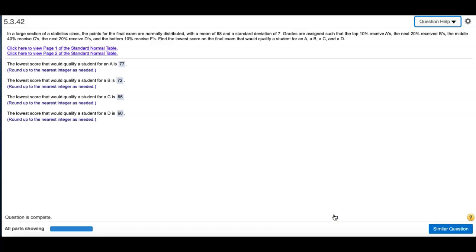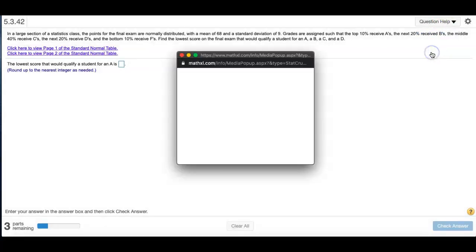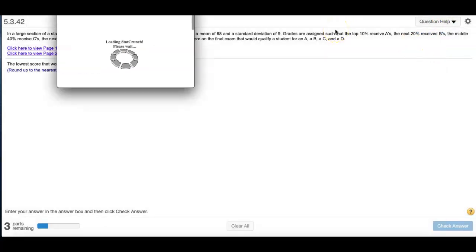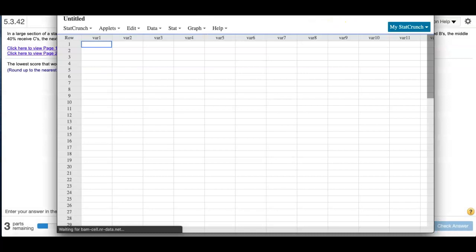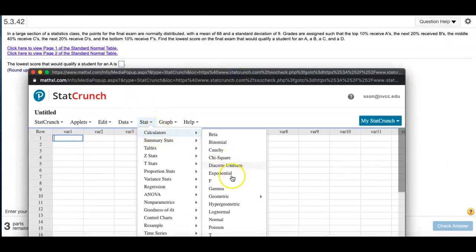I'm going to click on similar question to get a brand new problem, but a similar one, and I'll try to do this myself here. In a large section of a statistics class, the points for the final exam are normally distributed. The mean of 68. As soon as I see that, guess what I'm going to turn on? I'm going to start the StatCrunch because of the words normally distributed. I'm going to use the normal calculator. Stat, Calculators, Normal. Open it.